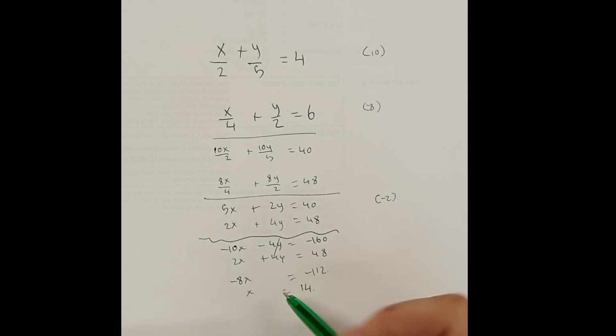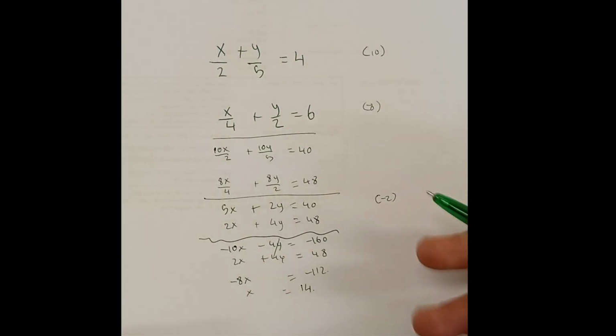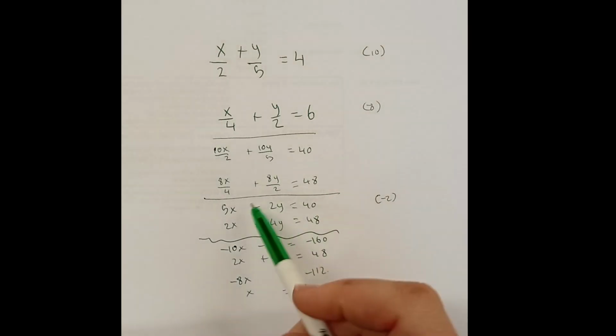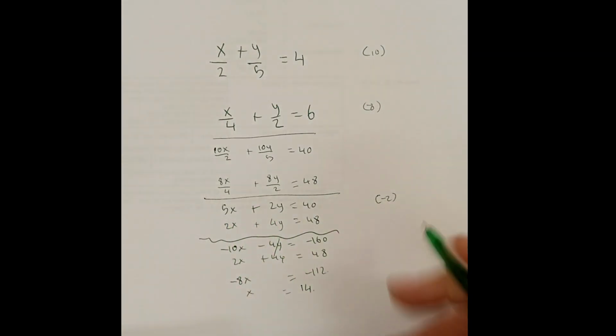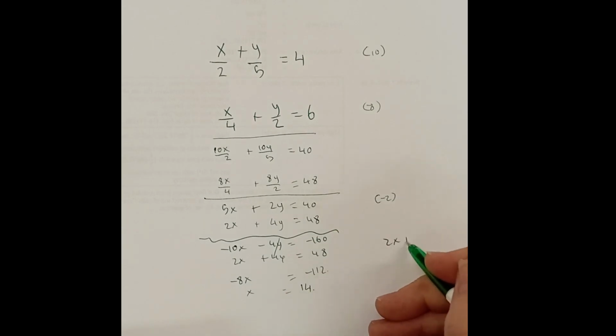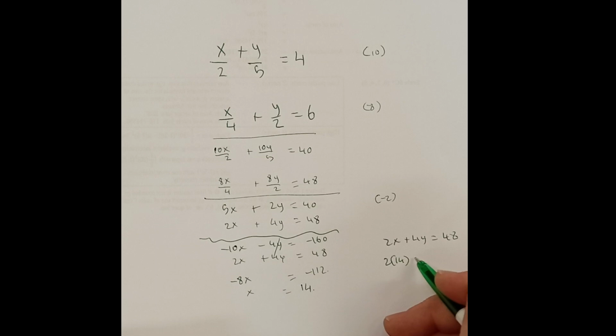And if x is equal to 14, you can substitute it back up into one of the other ones. So let's have a look at this. Okay, so I can pop it back up in here. If x is equal to 14, then 2x plus 4y is equal to 48. That means 2 times 14 plus 4 times a number is 48. Take 28 from both sides because that's 28. 4y is equal to 20. Y is 5. So my answer is 14 and 5.